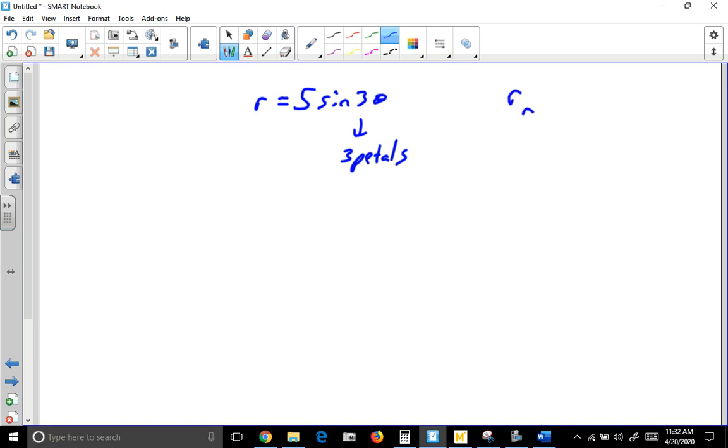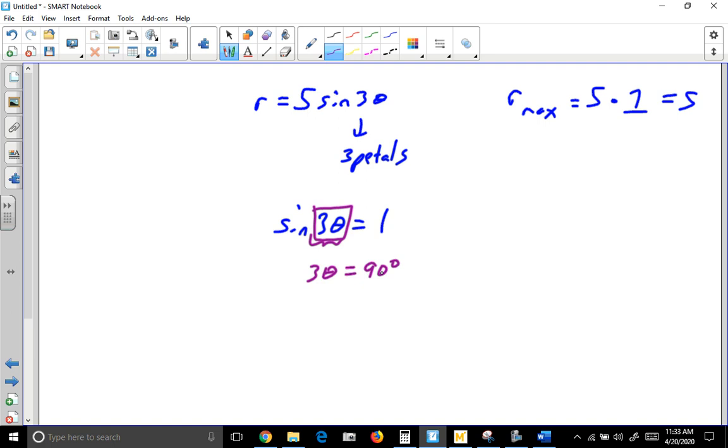So our maximum radius is going to be when sine 3 theta equals 1. So the question is, where is sine equal to 1? The first place where sine equals 1, if we're going in the positive rotation, is when our input, not necessarily theta, but when that whole input makes 90 degrees. Remember that sine of 90 is 1. So we need to find out what theta needs to be so that when we plug it in, we end up with 90 on the inside. So if we divide both sides by 3, then of course theta is 30 degrees.